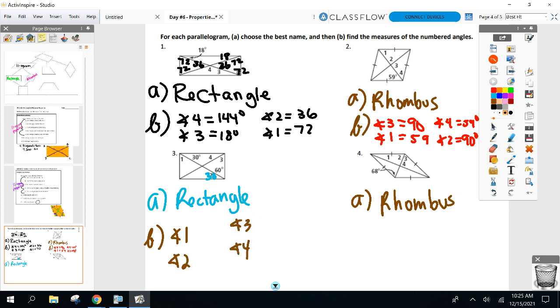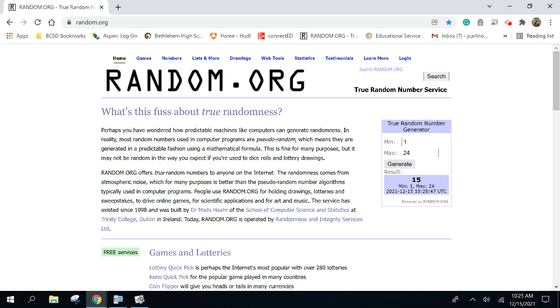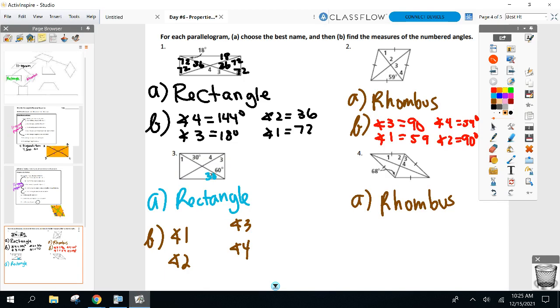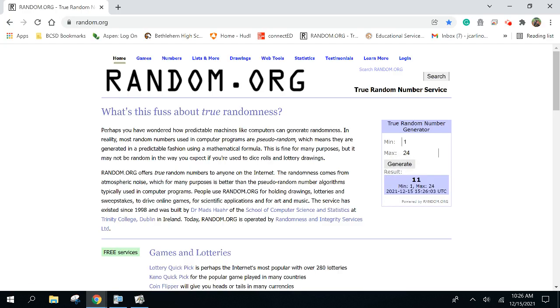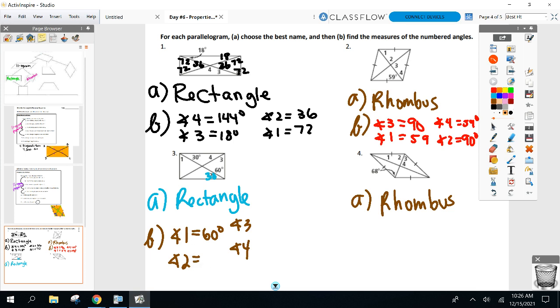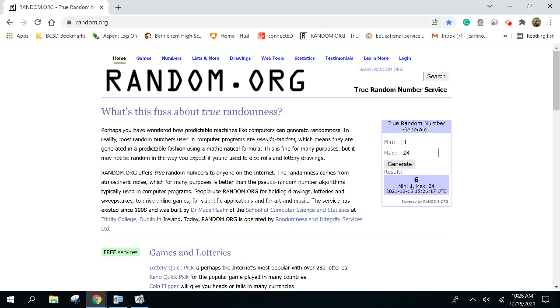Okay, problem 3. Name an angle for me. You want 15. Name an angle. 15, problem 3. Number 1 is 60. Yep, forms a right angle with the 30 next to it. Let's keep going. 11. 1. Oh, 2 is 30. 2 is 30. We already had that. That was too easy, George, for you.